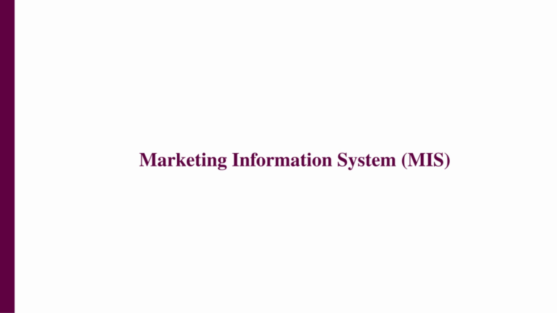Good morning, everyone. Today, we will explore the Marketing Information System, or MIS, and its crucial role in modern organizations. MIS is more than just a set of reports. It's a framework for collecting, organizing, analyzing, and distributing information that helps managers make better marketing decisions. Think of MIS as the central nervous system of marketing operations.